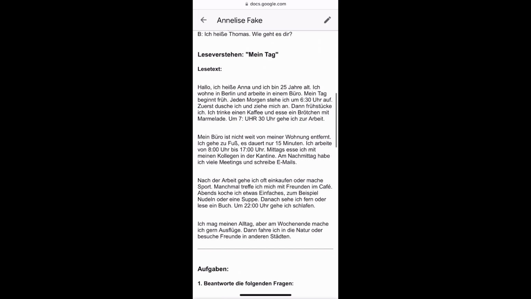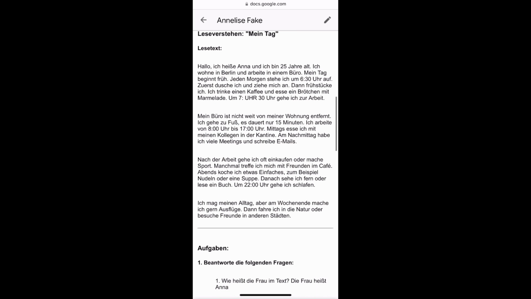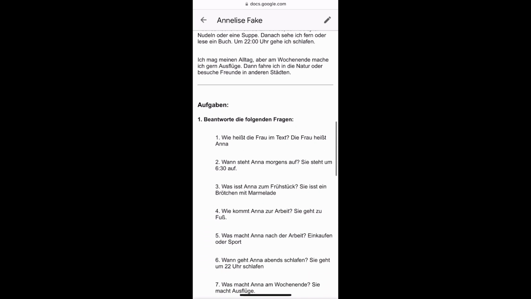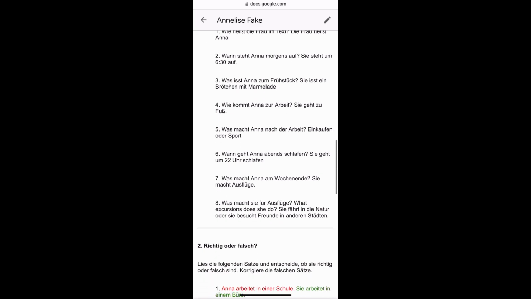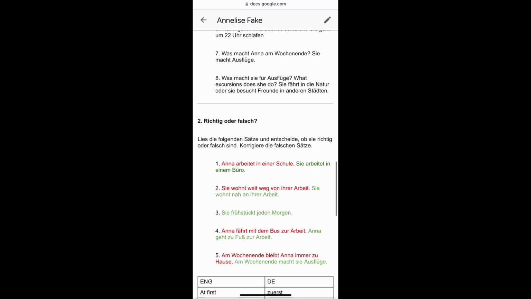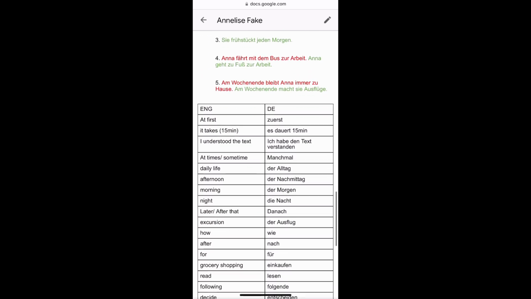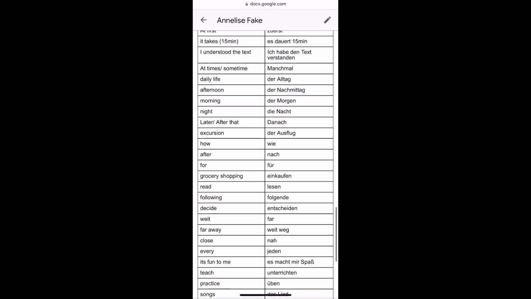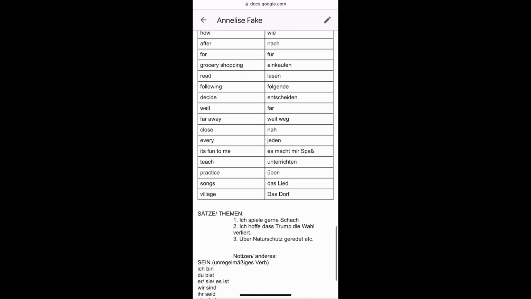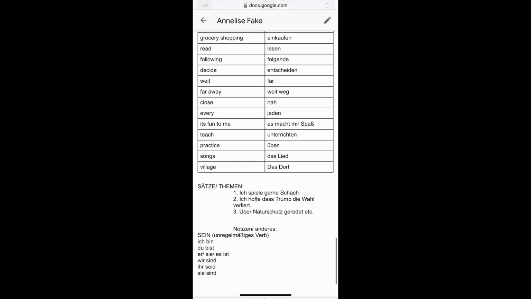So here we've got a comprehension text. Yeah, you can read it in depth, but it's simple so that a beginner could understand this. Then you have the exercises for that, like right or wrong. And lastly, I put in the table of all the words that came up during the lesson. And then also the topics discussed and other notes. Here it was about a verb.